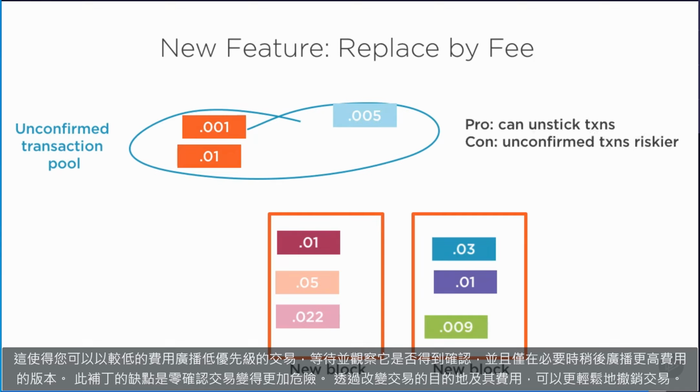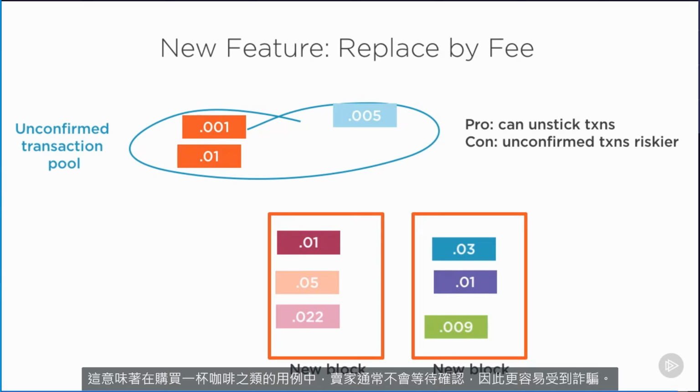The downside of this patch is that zero confirmation transactions become riskier. The change makes it easier to undo transactions by changing the destination of a transaction along with its fee. This means use cases like buying a cup of coffee where the seller typically doesn't wait for a confirmation are more exposed to fraud.